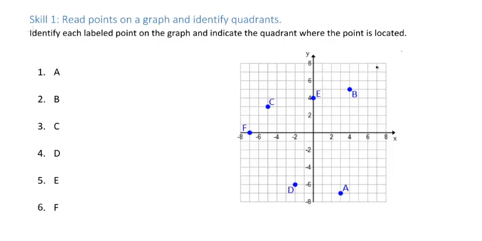Let's first recall this. Quadrants are labeled beginning in the upper right quadrant with quadrant 1, then rotating counterclockwise, quadrant 2, quadrant 3, and quadrant 4. Point A is located in quadrant 4. Its coordinates are, we move from the origin to the right 3 units and down 1, 2, 3, 4, 5, 6, 7. So the coordinates are 3, negative 7.